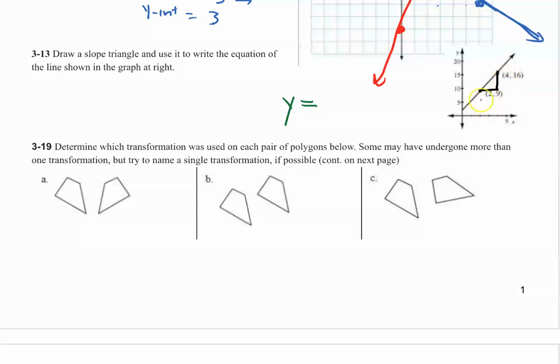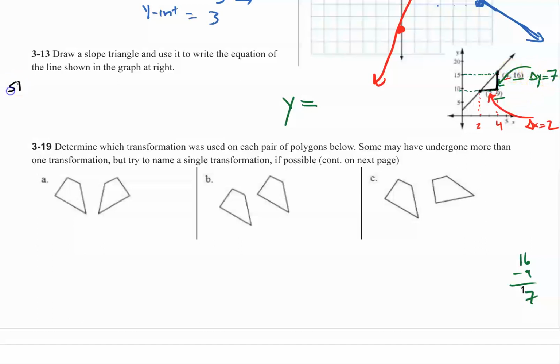So if you look at the x-coordinates, that's 2, that's 4, just like the numbers 2 and 4 that they give you. So that means that delta x, or the run, is equal to 2. And then, for this one, you can't really tell unless you look at the numbers. The numbers are 9 and 16. And 16 minus 9 is 7. So that means the rise, or delta y, is equal to 7.